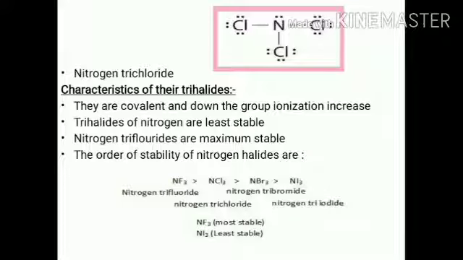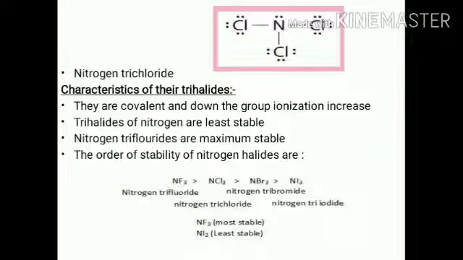Trihalides of nitrogen are least stable. Least means very low stability. Nitrogen trifluoride is the most stable, but the other trihalides of nitrogen are least stable. The order of stability of the nitrogen halides: we know that NF3 is highly stable.